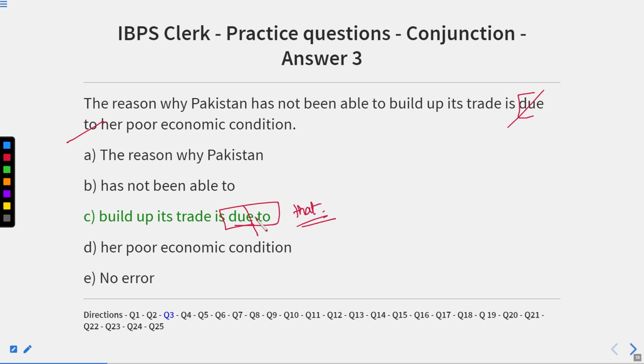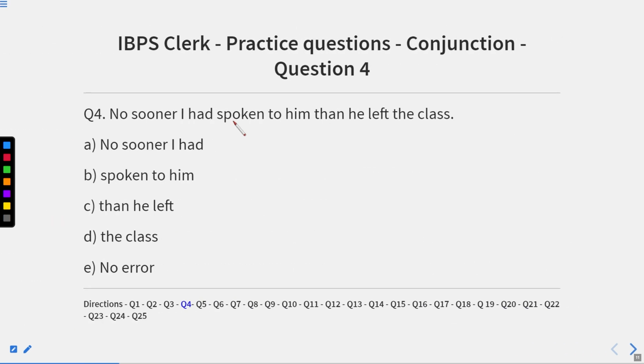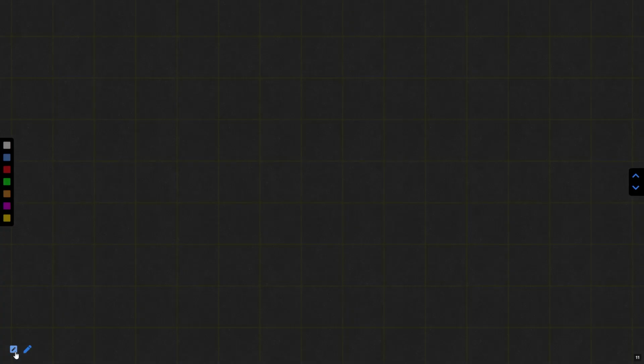Now let us move to the next one. Now this is question number 4. "No sooner I had spoken to him than he left the class." Now there are again some correlatives, or you can say pair conjunctions.